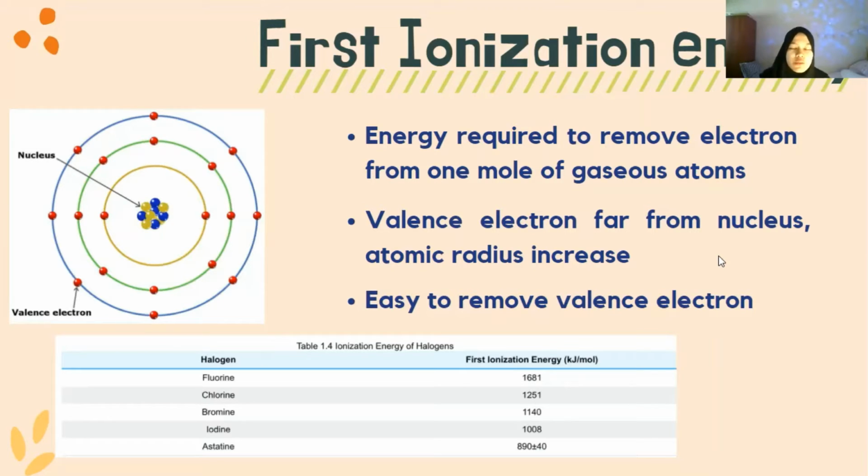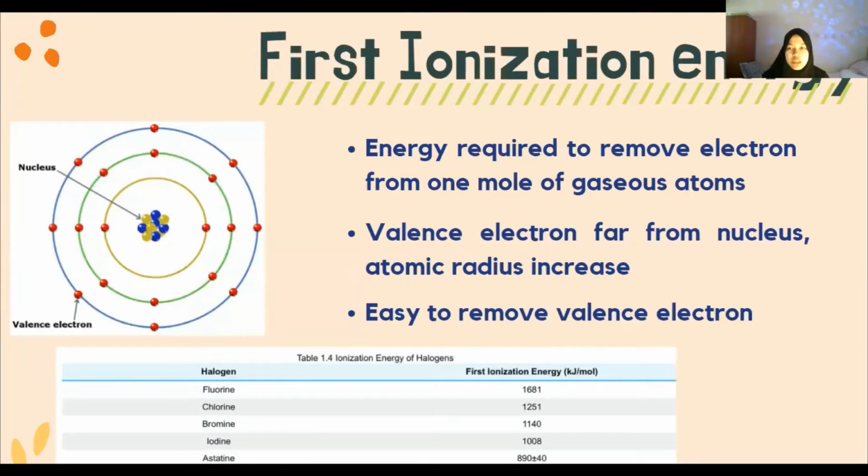For the same reason, as it goes down the group, the size of the atoms will increase. So the valence electrons will become further away from the nucleus, and the attraction between valence electron and nucleus is decreased. This is because the screening effect by the inner electrons becomes increased down the group 17. Therefore, when you go down the group, the first ionization energy is decreased because it is much easier to remove valence electrons when the atoms have bigger size.